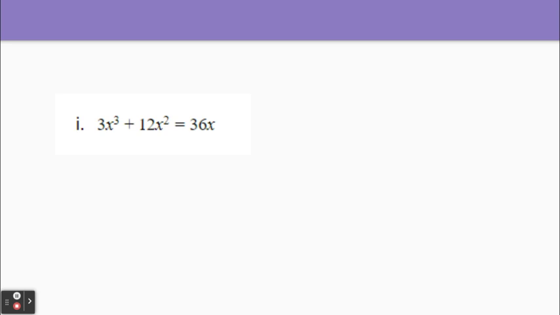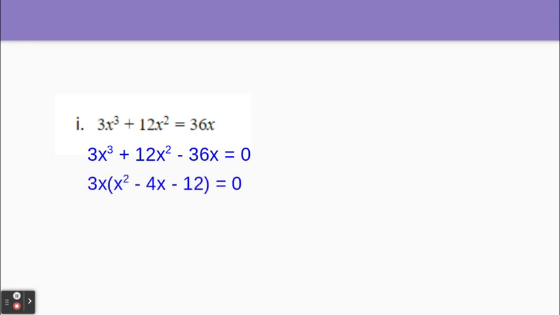Try this one out. Do you notice something different about this one? I hope you do. It doesn't equal 0. So go ahead and subtract 36x on both sides first. And then let's find that biggest number. So 3x is their common number. Remember, please try to pause the video, try it, and all the way through, replay the video when you're ready to check it.